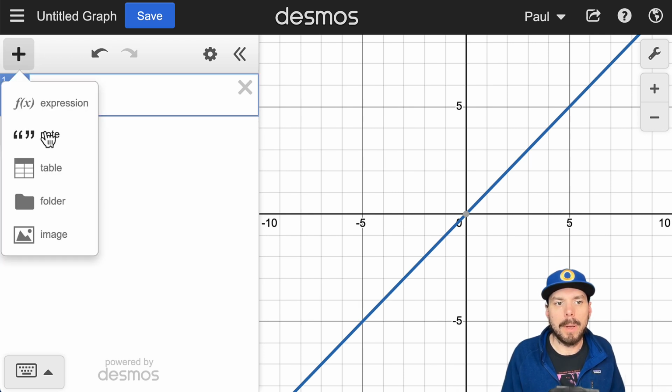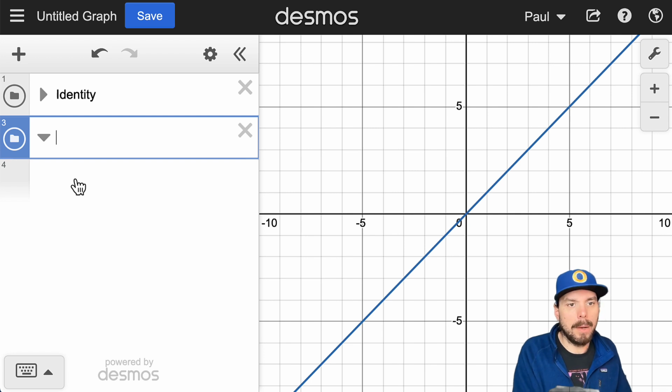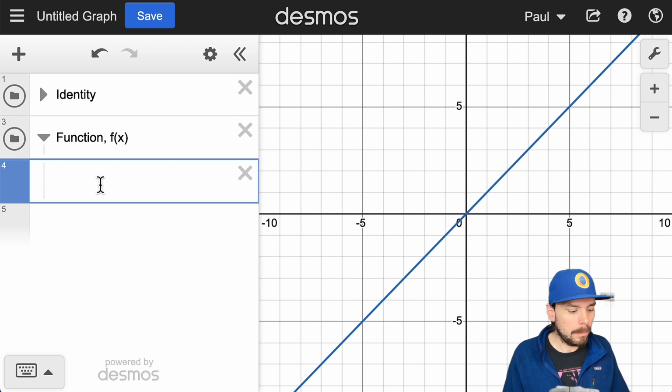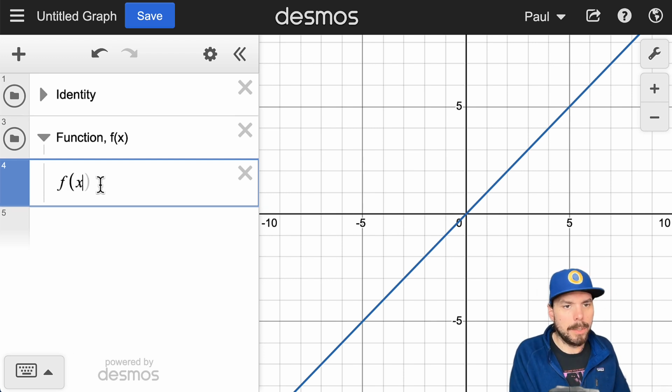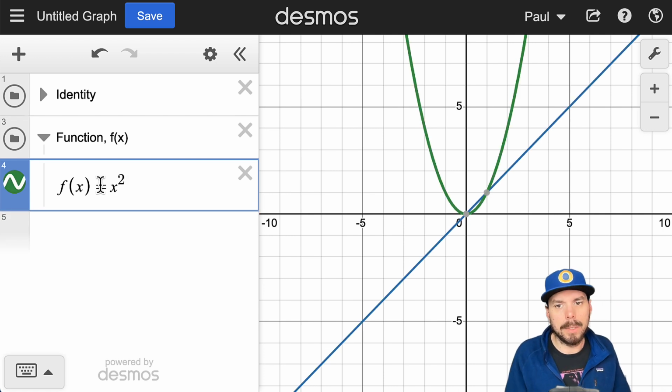Next folder I'll set up is for my original function. I'm just going to call this function f of x. And we can start with really a basic function, just like f of x equals x squared to start off with.